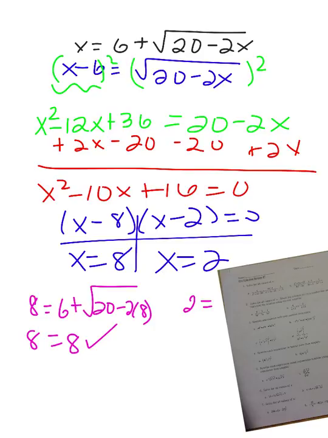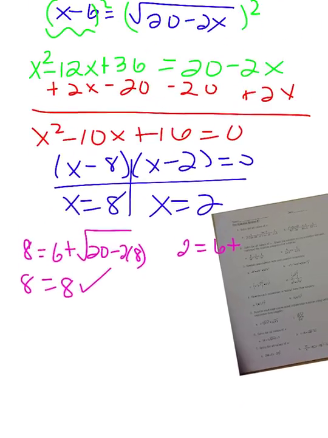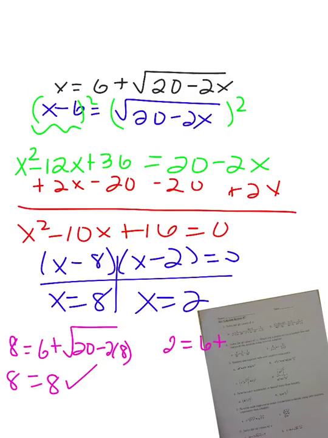Now I'm going to try 2. 2 equals 6 plus the square root of 20 minus 2 times 2. Plugging in the right side, I get 2 equals 10, and that's not true. So make sure you cross that x equals 2 out. So my solution is only x equals 8. All right, let's take a look at 7.